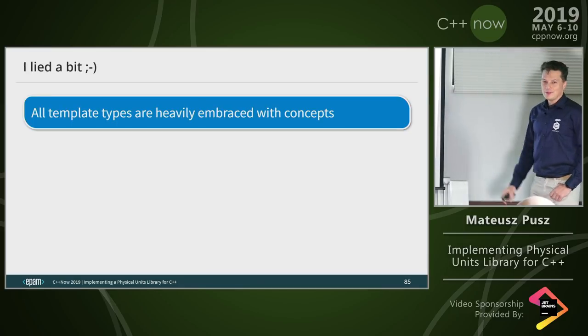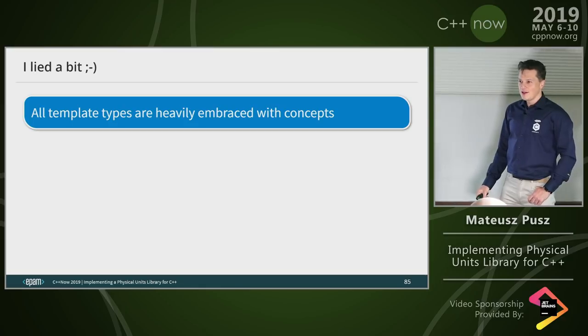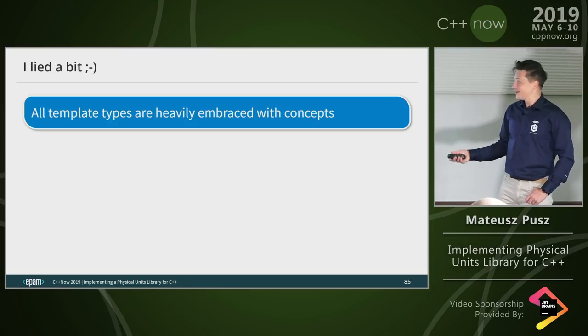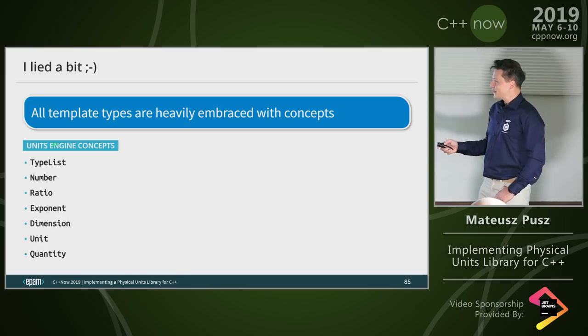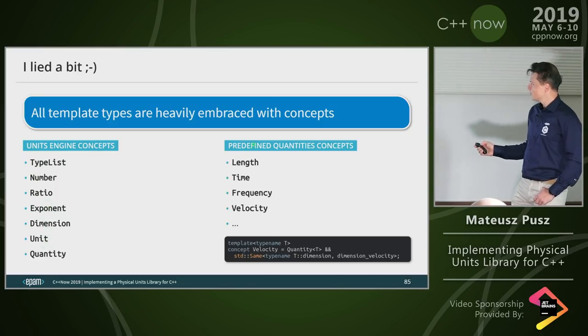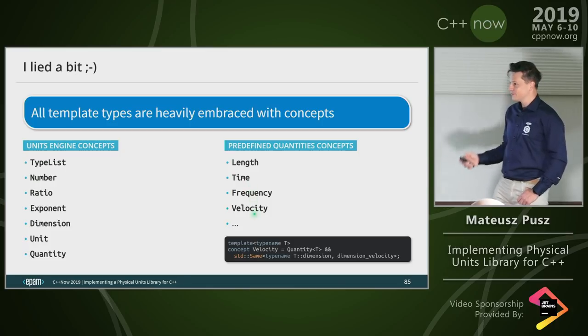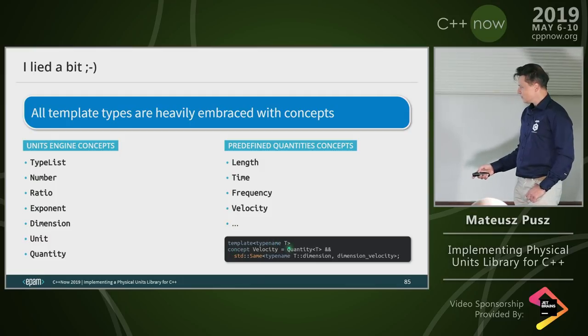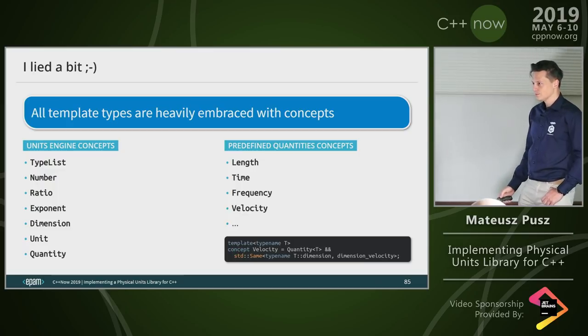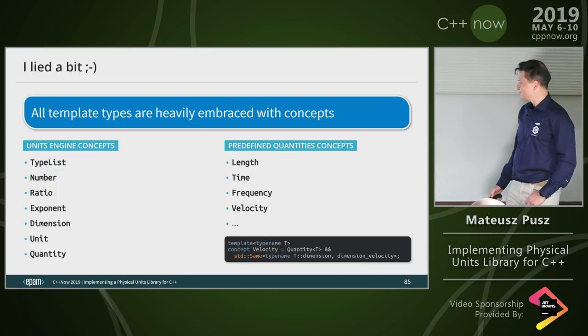Okay, so I lied a bit regarding previous implementation slides. All of the types in my library are heavily conceptized, let's say. They're heavily embraced with concepts. So I have concepts for type list, number, ratio, exponent, dimension, unit, quantity, and for all derived quantities, length, time, frequency, velocity. All of them are concepts defined like this one, that the concept velocity has to be a quantity type, and in this quantity type, dimension has to be the same as dimension velocity. This is how those concepts are being defined.